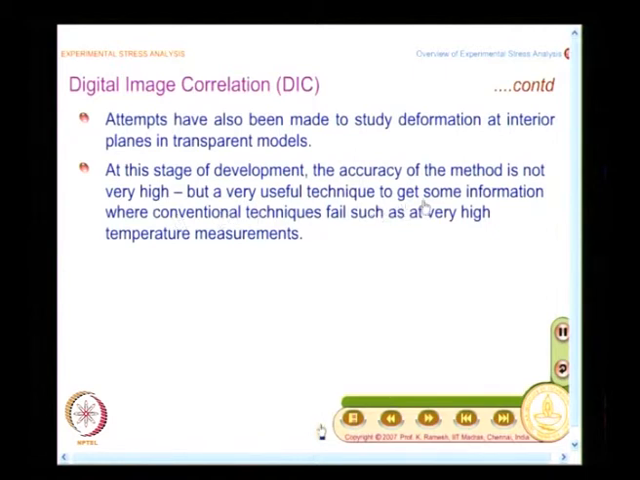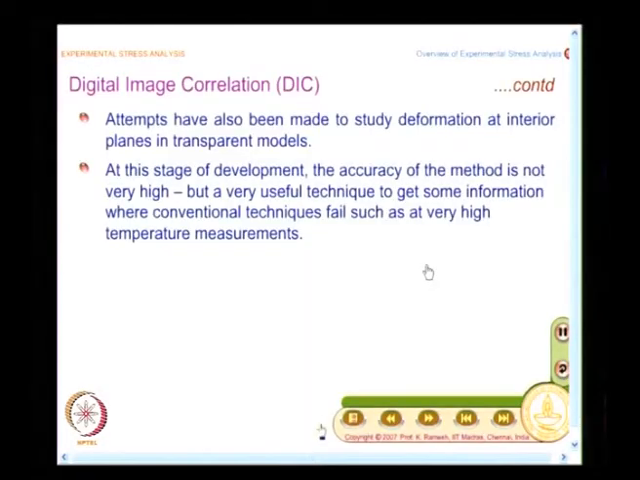It is a very useful technique to get some information where conventional techniques fail, such as at very high temperature measurements. People have done this at very high temperature, particularly when you are looking at re-entry vehicle systems. In space technology, re-entry vehicle systems are subject to very high temperatures, and you need to have some measurement. People have attempted using image correlation because of its non-contact nature, and they have been able to get useful information for their design.